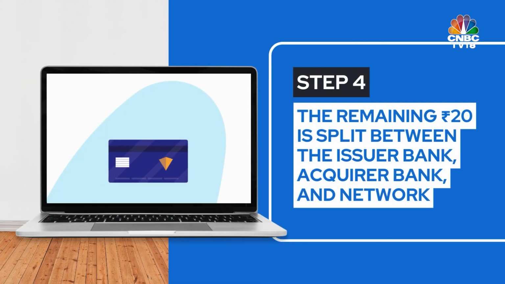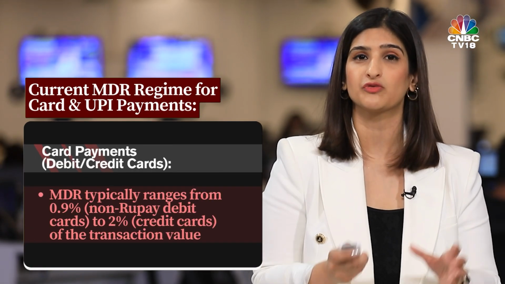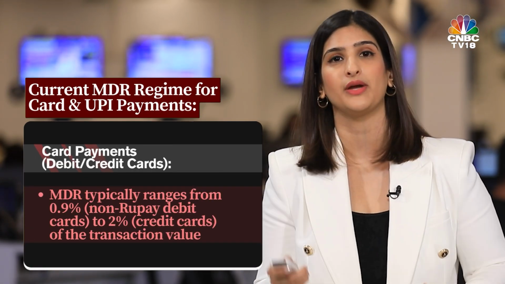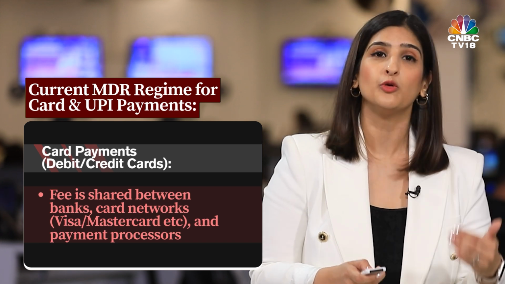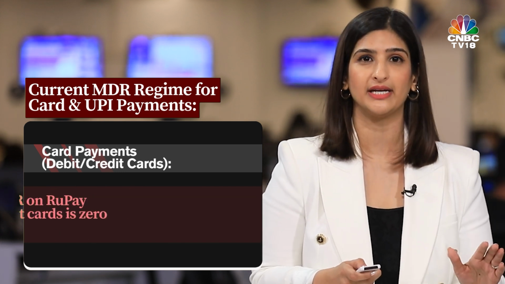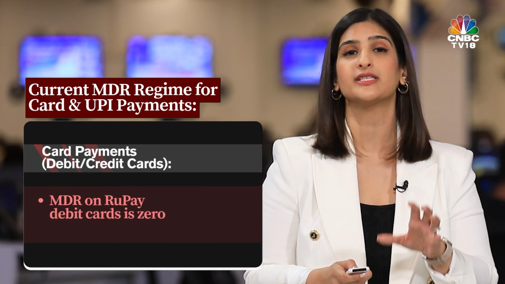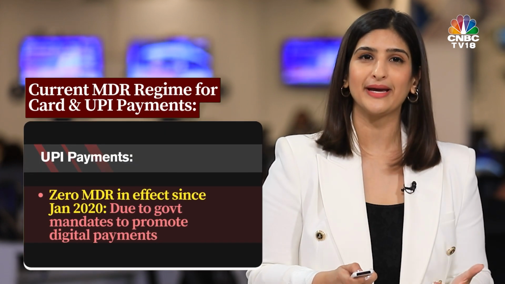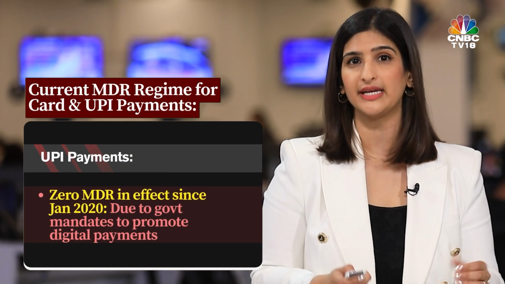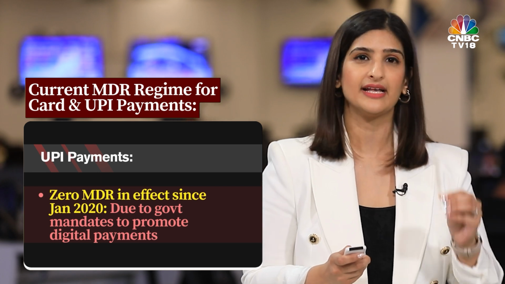Now how does this MDR work for card payments and UPI payments in India currently? For card payments, MDR usually ranges from 0.8 or 0.9% all the way up to 2%. Credit cards often have a higher MDR, while RuPay debit cards have zero MDR, and this again is part of the government's push to encourage more and more people to use RuPay. For UPI payments since January of 2020, the MDR, like I said earlier, has been zero.